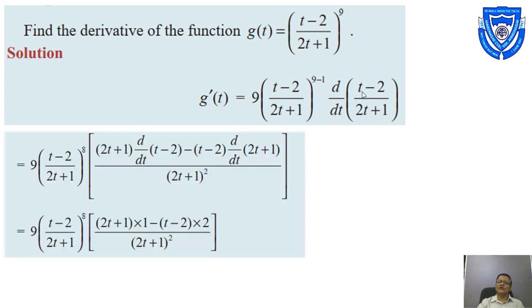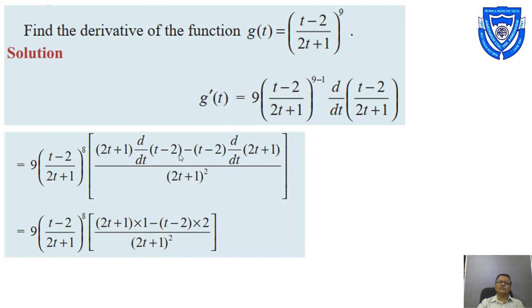The quotient rule says the derivative of u upon phi is phi into derivative of u minus u into derivative of phi, upon phi square. So here 2t plus 1 is phi. So in the denominator we write phi square. In the numerator, phi into derivative of u. So phi, 2t plus 1, as it is. Derivative of u means derivative of t minus 2. Then minus sign. U means t minus 2 into derivative of phi.